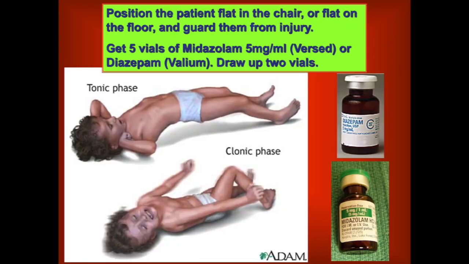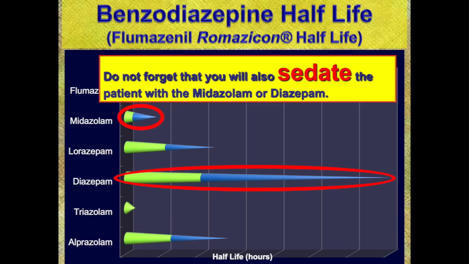So here we are seeing the patient in the tonic phase where there's just a lot of muscle tone and a lot of tenseness. And then there's a relaxation phase where they contract down and they're in the clonic phase. Something that you need to remember too is that the benzodiazepines are used for sedation as well as other uses, but we use them in sedation dentistry for that fact, for sedation.